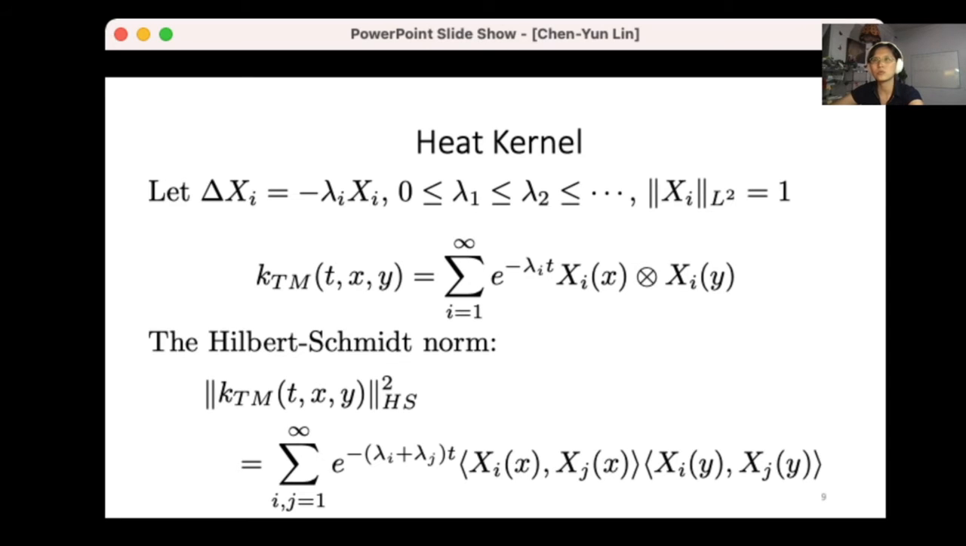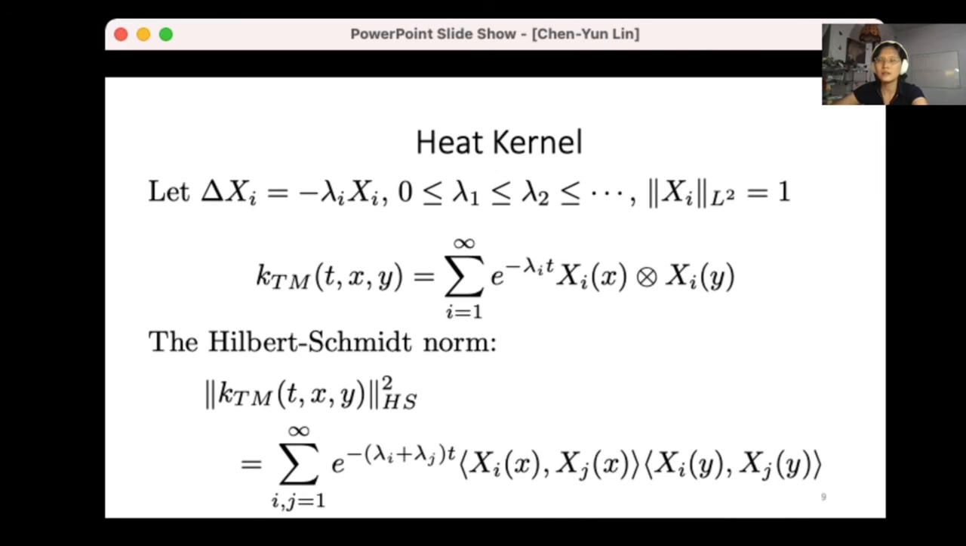So what we can do is sum over the indices from 1 to a fixed number, let's say n. In that case, we can call it a truncated heat kernel, and the Hilbert-Schmidt norm of the truncated heat kernel, for example. You just replace the infinity by n. Where you do the truncation is up to you, it's your choice. When you only do the finite summation, then you say this is a truncated heat kernel.